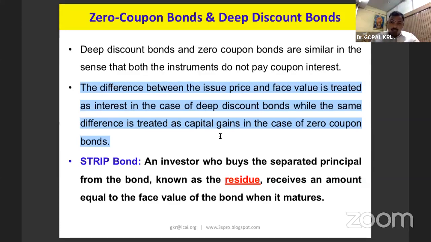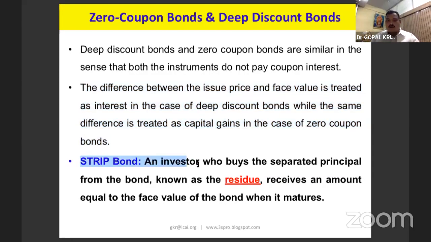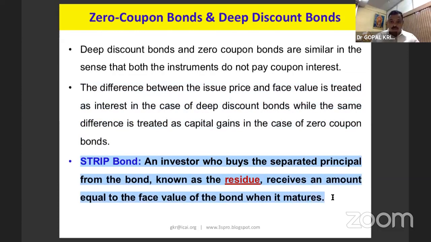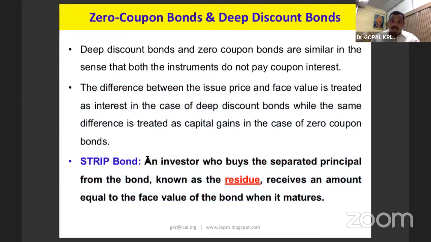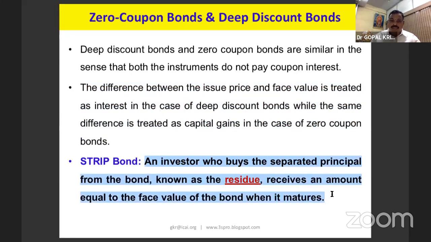Now, will a zero coupon bond be tradable? That is the next one. Yes, it is tradable. How can you make it tradable? By issuing a strip bond. Now, what is called a strip bond? An investor who buys a separated principal from the bond is known as a residue, who receives an amount equal to the face value of the bond when it matures.